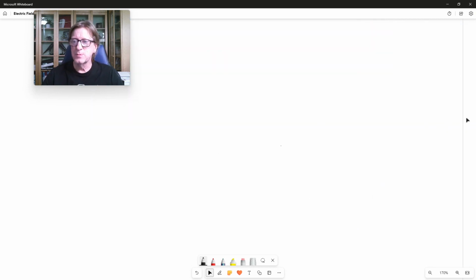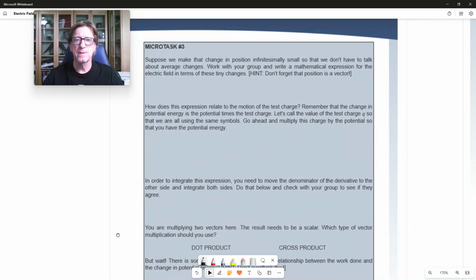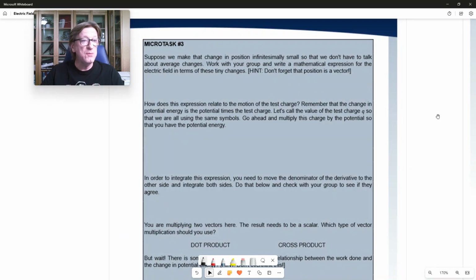All right, so let's bring the next microtask up over here. Now that we've drawn some maps, we want to see if we can come up with a mathematical expression for it. Suppose we make the change in position infinitesimally small. Now, if you look in your notes, we defined the electric field to be how the electric potential varies over a given displacement. I could write that in this way.